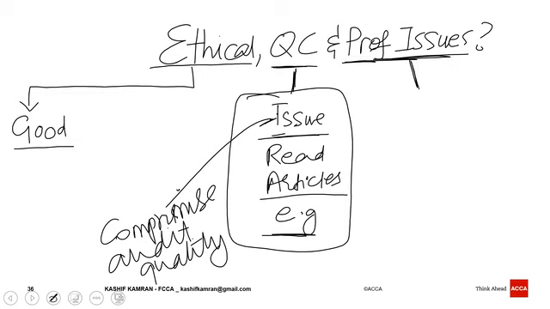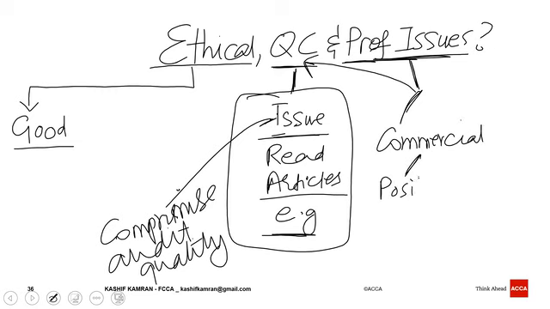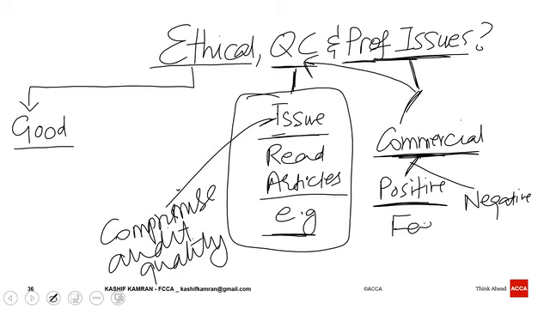Now, I've just given you the flow chart of professional issues. It includes quality, and it includes commercial. So anything which you think is either positively impacting fees or negatively impacting fees has to be taken as commercial. Either you will gain the fees or you will lose the fees, so it has to be taken as a professional issue.